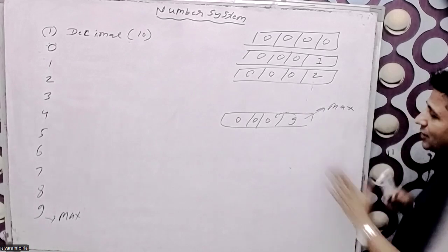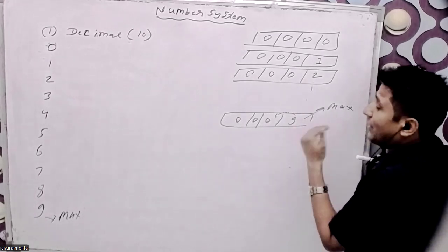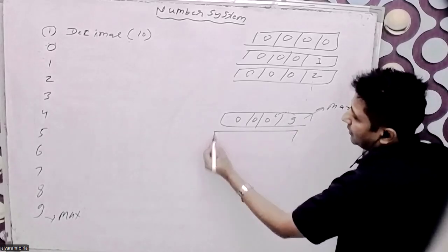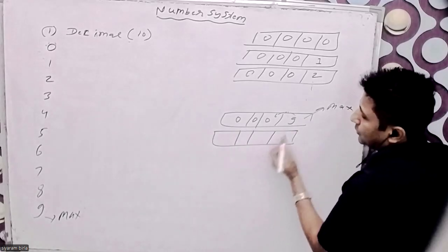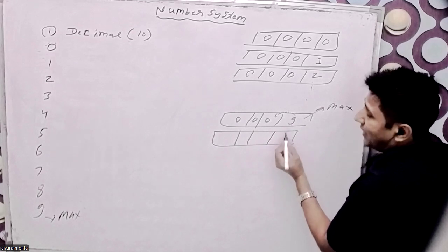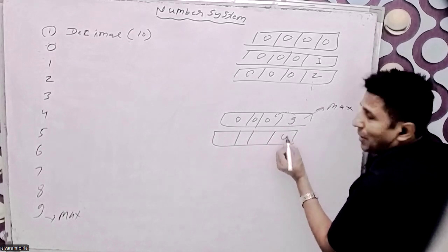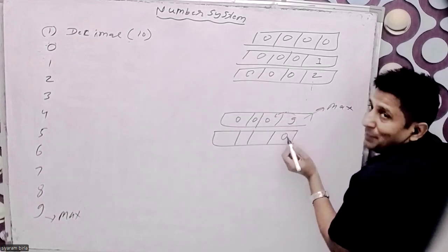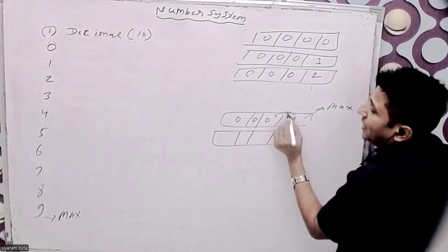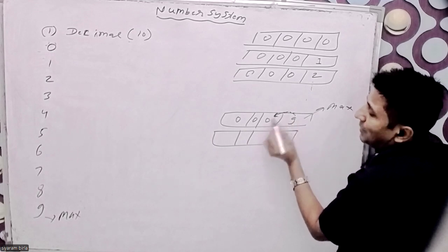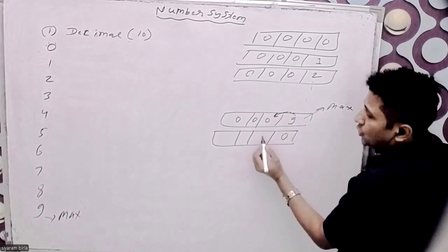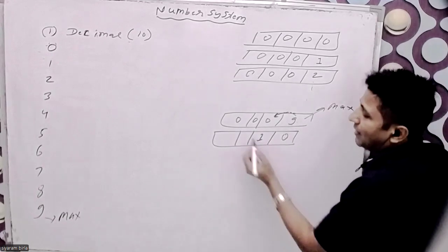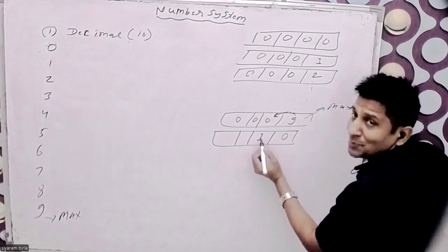Similarly, this is the maximum value. It cannot increase, so the next number will take over. It will become the minimum number, and the minimum number is 0. So the maximum number becomes the minimum number, and the next digit will increase by +1. Means 0 will become 1, and it is increased by +1.